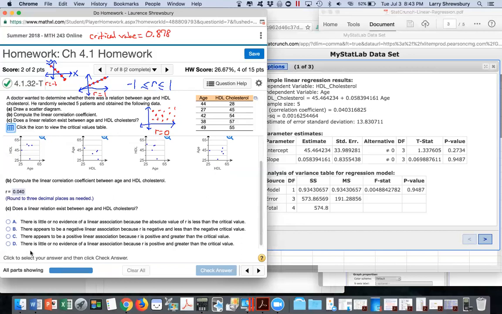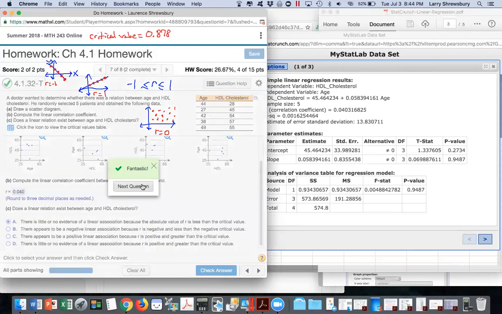So it's between A and D now, but let's see what the rest is. Because the absolute value of r is less than the critical value. That's right. This one says there's little or no evidence because r is positive and greater. No, that would tell us, if that happened, that there is a correlation, an association. So we're going to go with A. All right. So that's why I picked this one.